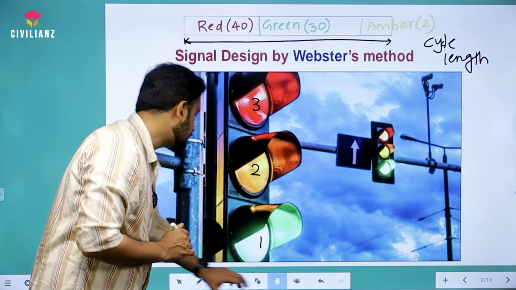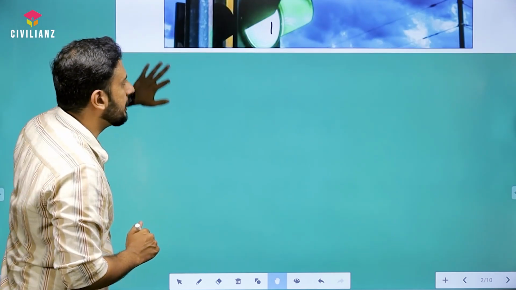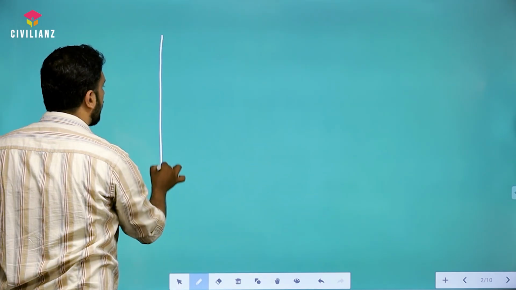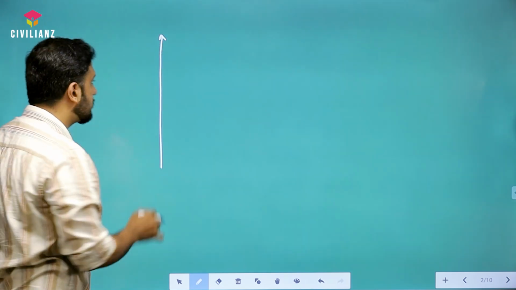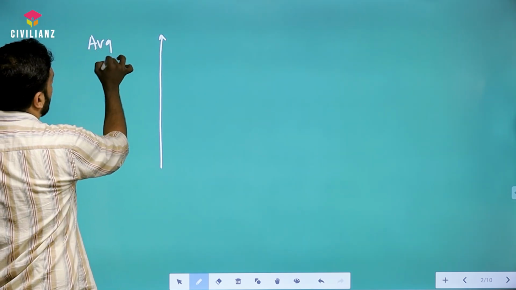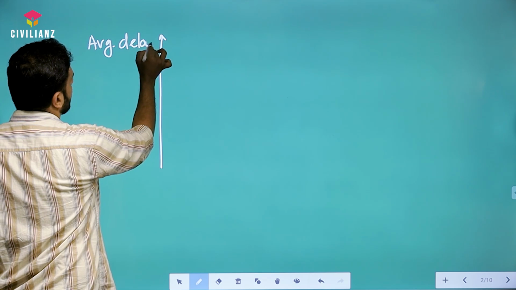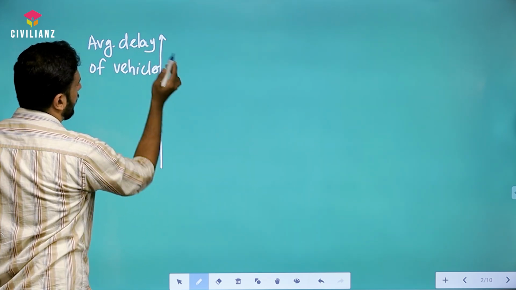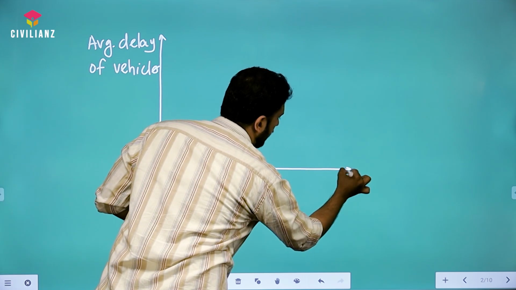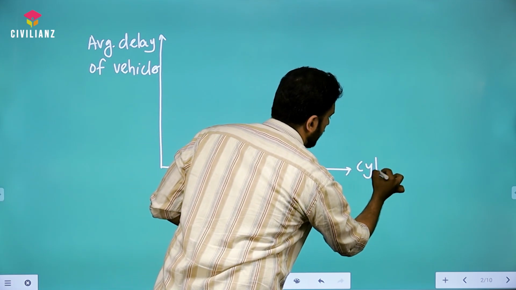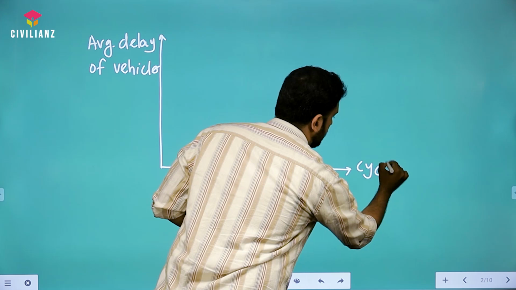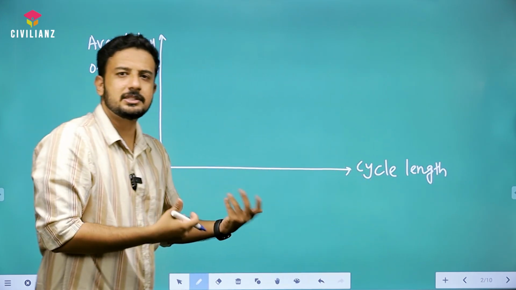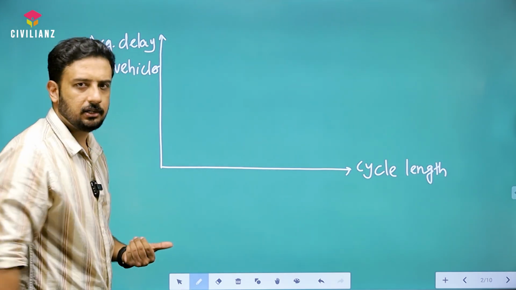Okay. So if I am just taking a graph, let's see here. I am taking the delay on the y-axis. What delay? The average delay of vehicles on the y-axis. And here I am having the cycle time or cycle length. Cycle length or cycle time, we can call it either way, okay? It will definitely be in seconds, right?